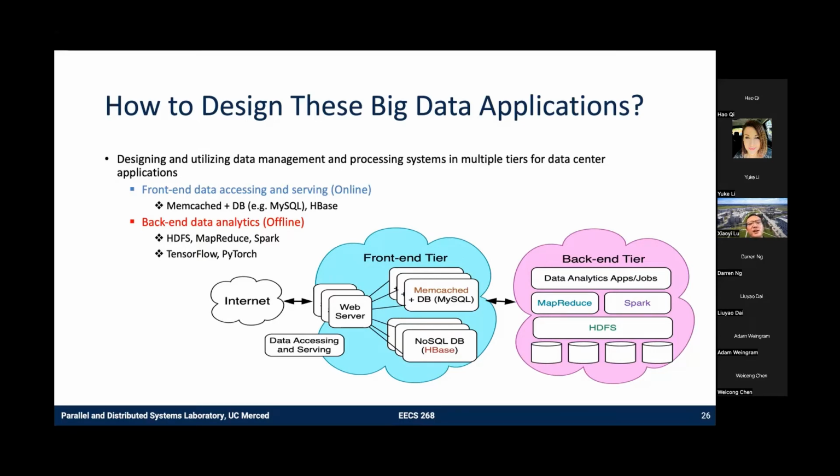For instance, probably some of you have heard of MapReduce, right? That was developed by Google. And then Spark, right? This was developed by UC Berkeley. And then TensorFlow, Google again, PyTorch, Facebook. All those frameworks are very popular.